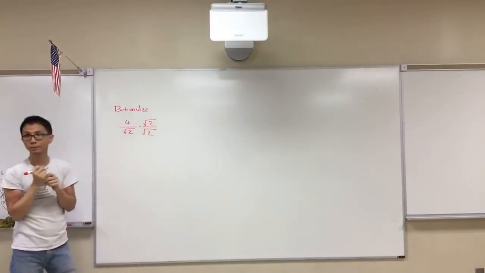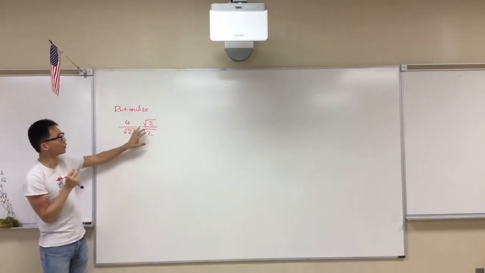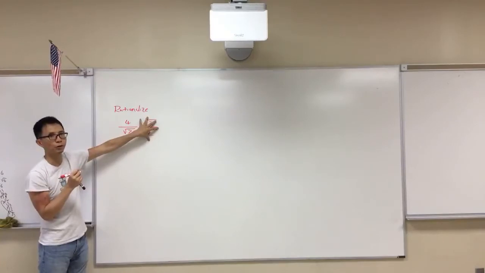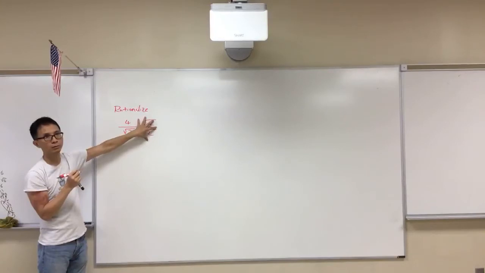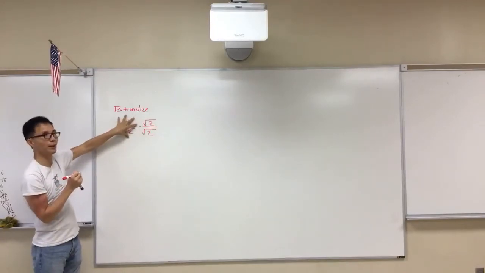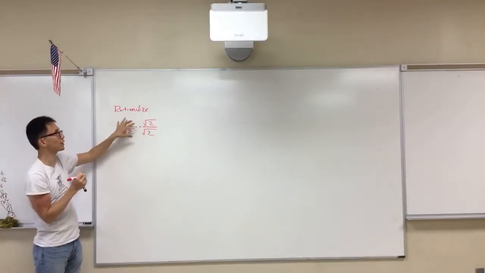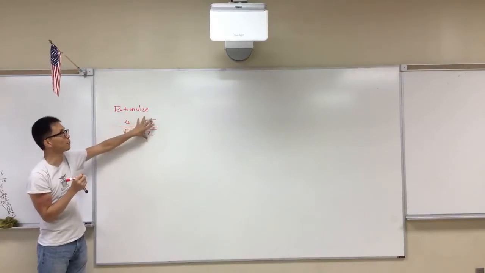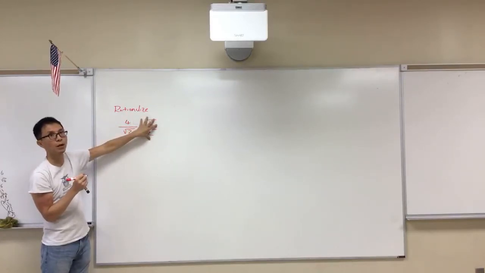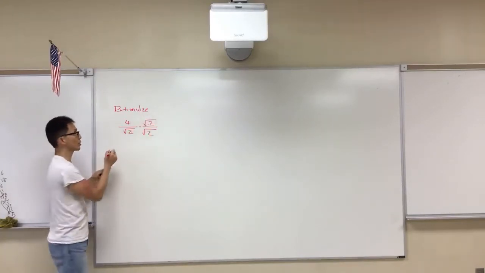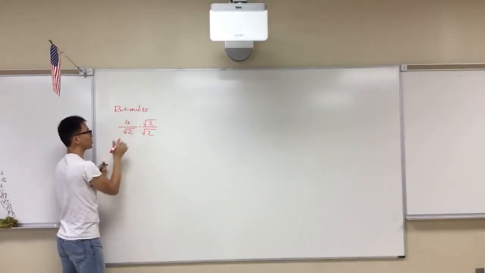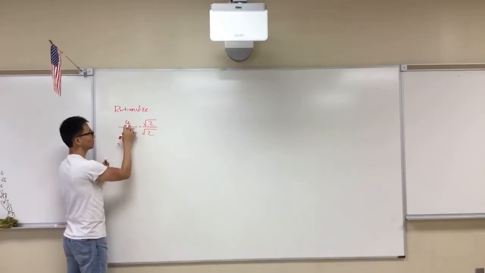So top and bottom. Because what happens when I multiply by square root 2 over square root 2? What am I multiplying? 1. I cannot square this, because if I square this, I change the function. If I multiply by square root 2 over square root 2, I did not change the function. Does that make sense?